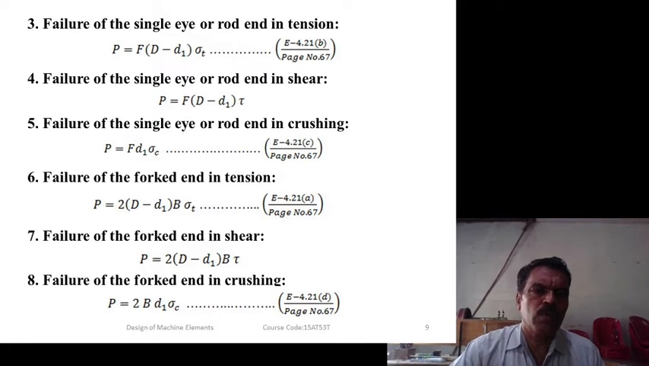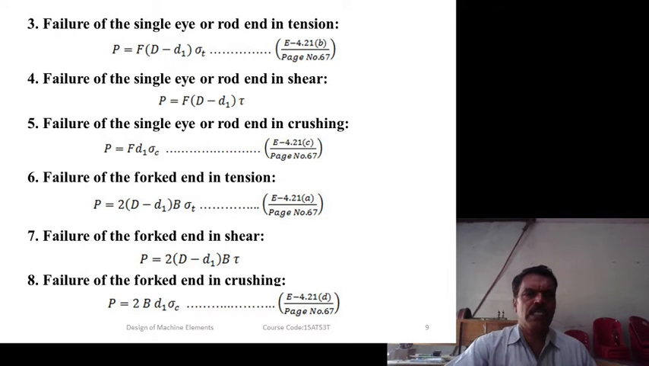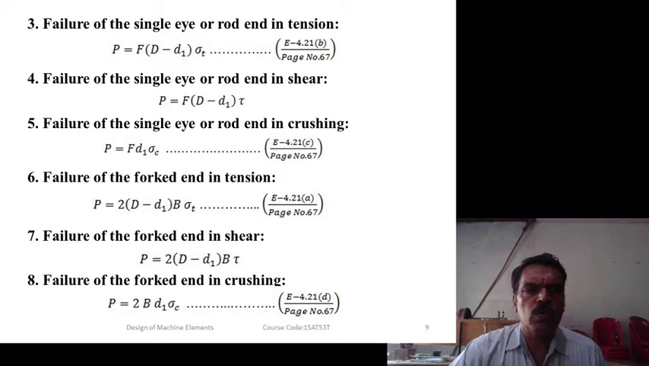Next, the fourth point is failure of the single eye or rod end in shear. That is P is equal to the same thing, but with shear stress instead of tensile stress. The only difference is that instead of applying the tensile stress, we apply the shear stress. By using this formula we can find out the tau value.